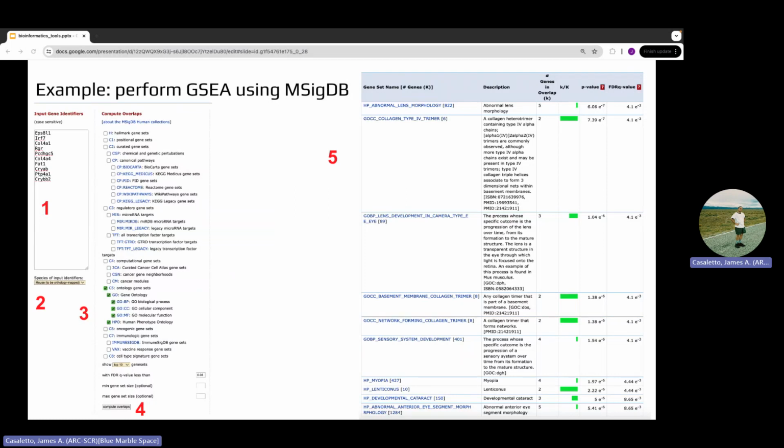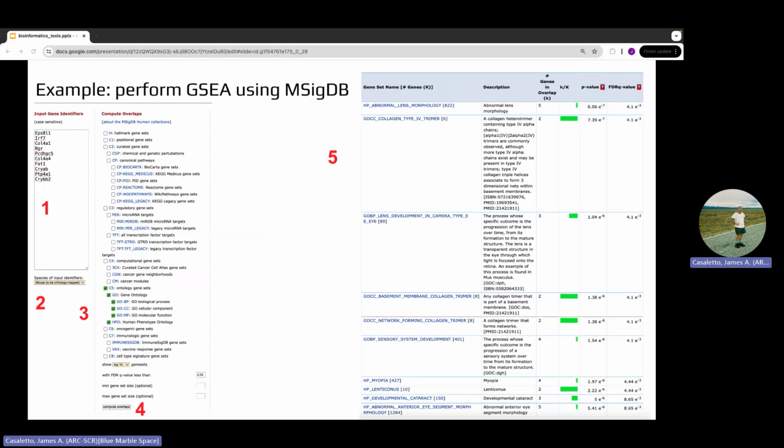Third, you select the gene sets you wish to explore. Here we've selected C5, which represents all the ontology gene sets. After clicking the Compute Overlaps button in the 4th step, you'll be shown the list of gene sets in 5, which were statistically significantly enriched by the gene list you provided. The gene sets are accompanied by a brief description, the number of genes in the overlap, the FDR-adjusted Q value, showing how statistically significant that overlap is. And recall, anything below 0.05 is generally considered statistically significant in scientific research.